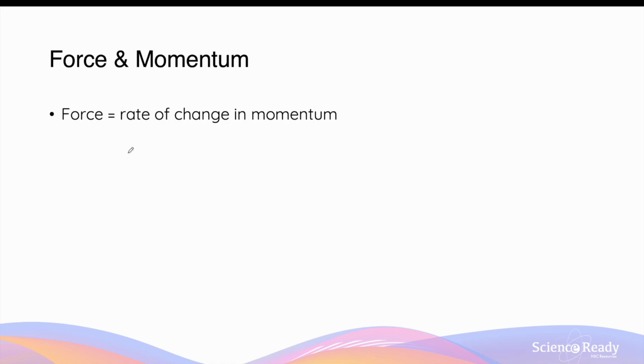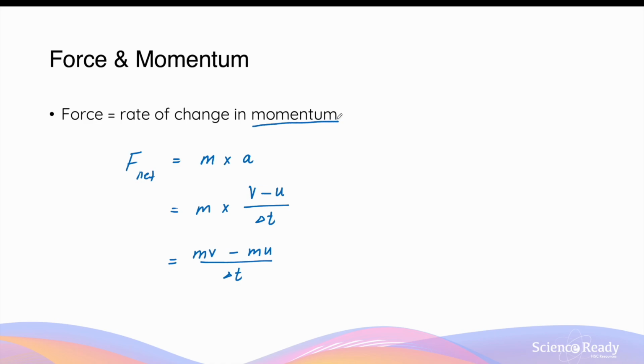This is because, by Newton's second law, we know that the net force acting on a mass is equal to the mass multiplied by the acceleration that results from the net force. We can rewrite acceleration as the change in velocity divided by the change in time. And this is then equal to mv minus mu divided by the change in time.